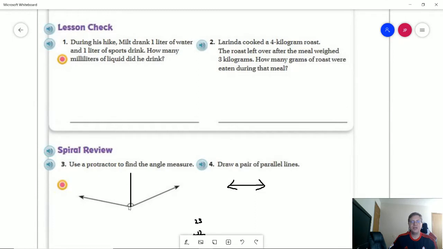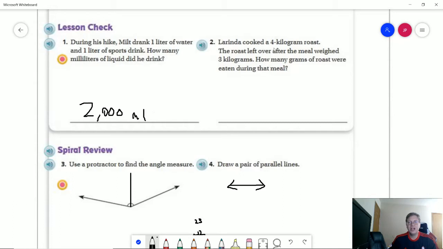This original line did not exist on your page. I will explain why I drew that in just a moment. Number 1, during the hike, we drank 1 liter of water and 1 liter of sports drink. So that comes out to 2 liters, which we multiply by 1,000 to get 2,000 milliliters. 4 kilogram roast, the roast left over weighed 3 kilograms. So how many grams of roast were eaten? So we are going to subtract. Our difference is going to be 1 kilogram, which would be equal to 1,000 grams.